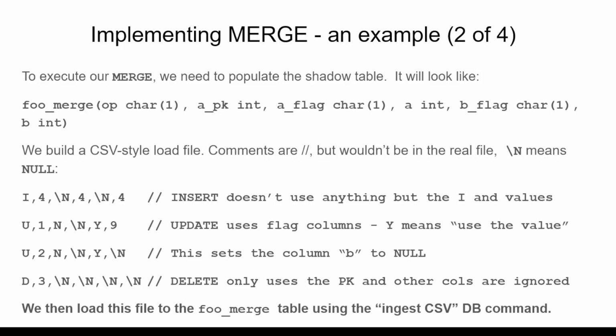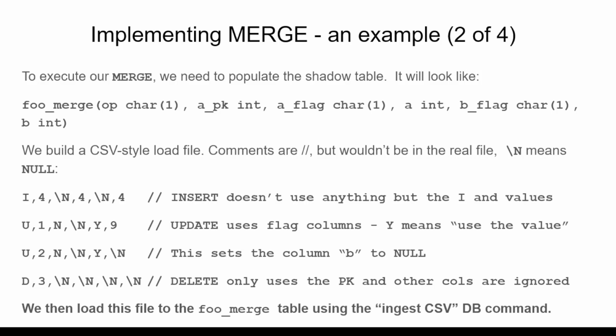To execute our merge, we need to populate our shadow table. The shadow table will have the following schema. Foo_merge, op as a char, A_PK as an int, A_flag as a char, A as an int, B_flag as a char, and B as an int. The flags can be chars, ints, or booleans, anything that can efficiently hold a single do-something value. In our case, the do-something value will be y.